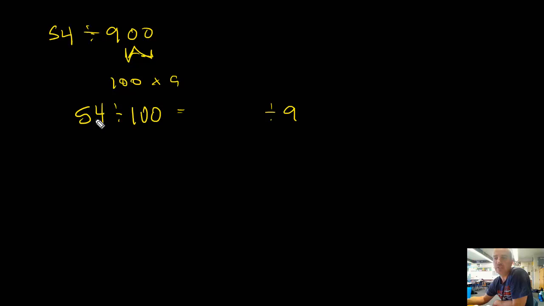All right, so 54 divided by 100, well, I'm moving this whole thing over twice, right? I'll take my decimal place, which is right there, and I'll bump it over by 2 to get 0.54. And then I'm going to divide that by 9. Well, I just did that, and I know the answer is 6 hundredths.